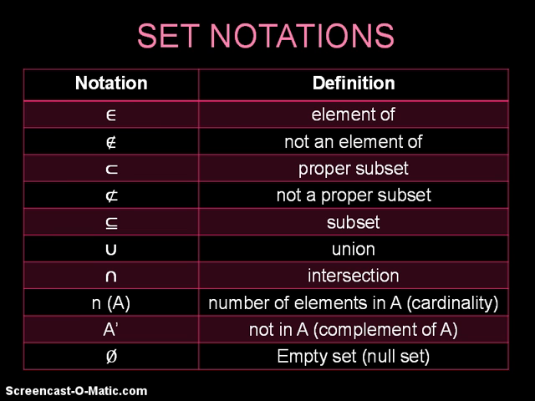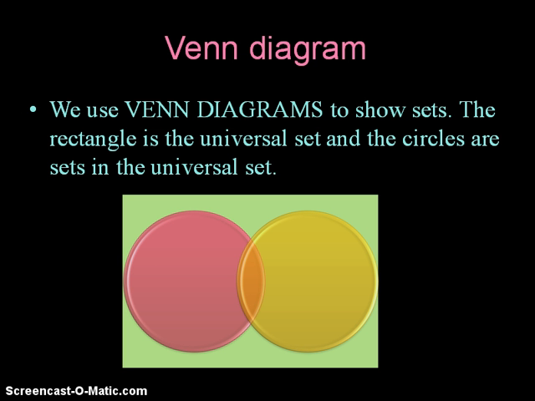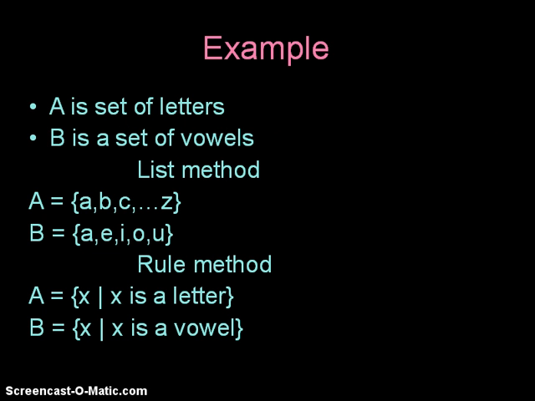So now let's have the Venn diagram. Let's know what a Venn diagram is. This is just a figure to show sets or relationships between sets. The rectangle is usually used as our universal set. The circles are the sets inside the universal set. To further explain this, let us have this example.